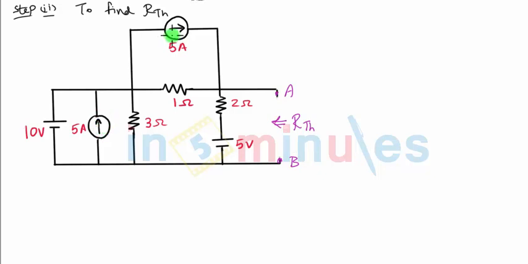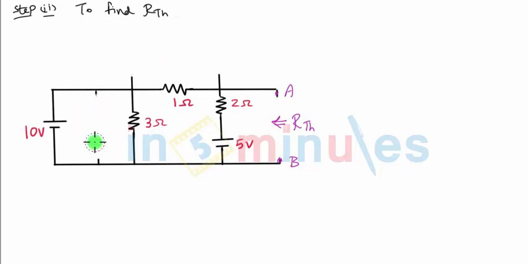So let us quickly do this. This is 5 ampere current source. It will be replaced with open circuit. So I simply remove it from the given circuit diagram. 5 amp current source will also be removed because it will also be replaced with open circuit.